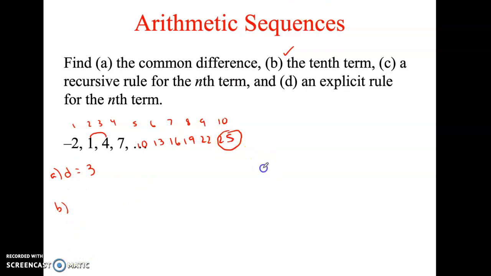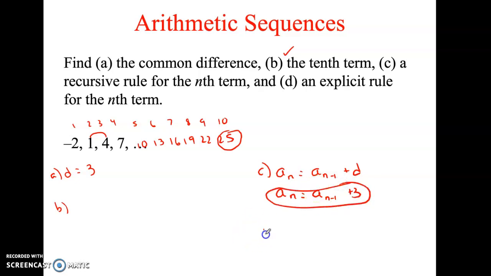We'll skip B and go to C, the recursive rule. Again, as a reminder, you're looking for the value of A sub n, and you're taking the number before that, A sub n minus 1, plus the difference. So the general form is A sub n equals A sub n minus 1 plus 3. This is the answer you want. For D, the explicit rule, you are again looking for the last term, A sub n. In this case, you start with the first term, and to that you add the number of terms minus 1 times the difference.